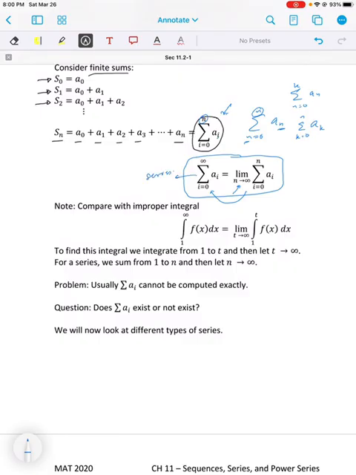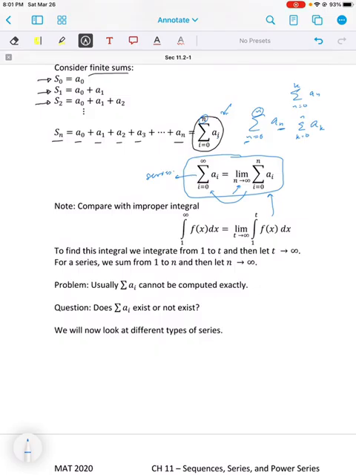If you recall, we can compare it with the improper integral. Recall the improper integral, something like this, the integral from 1 to infinity of f of x dx. Remember, we would write it as the limit as t goes to infinity of the integral from 1 to t of f of x dx. So this notation is something similar.